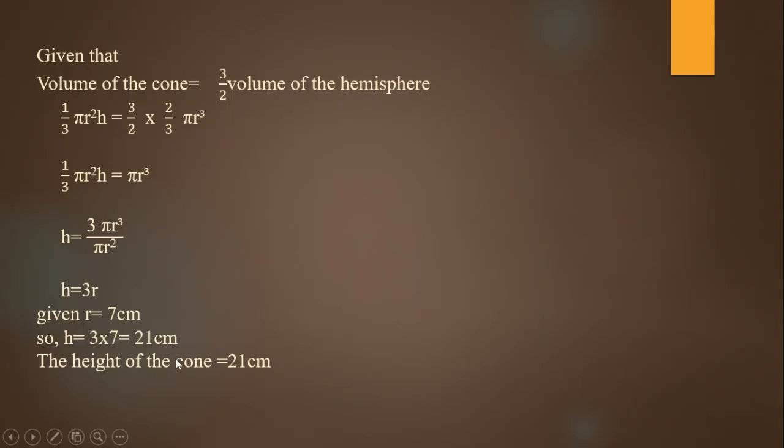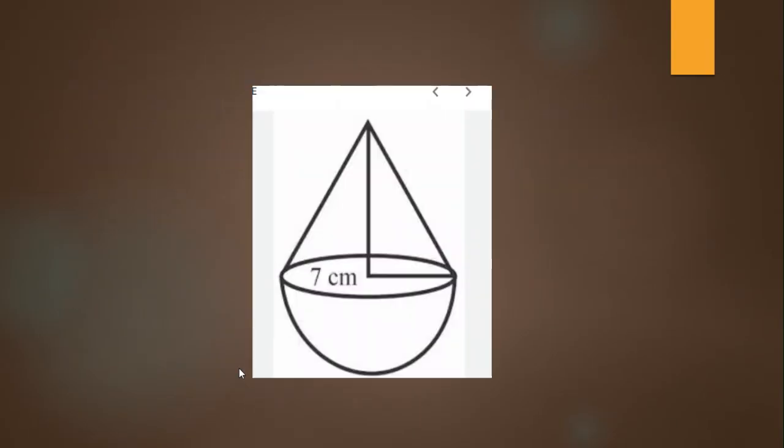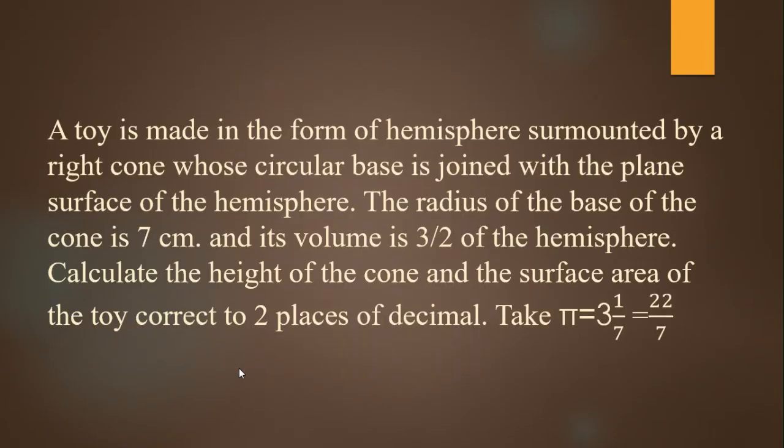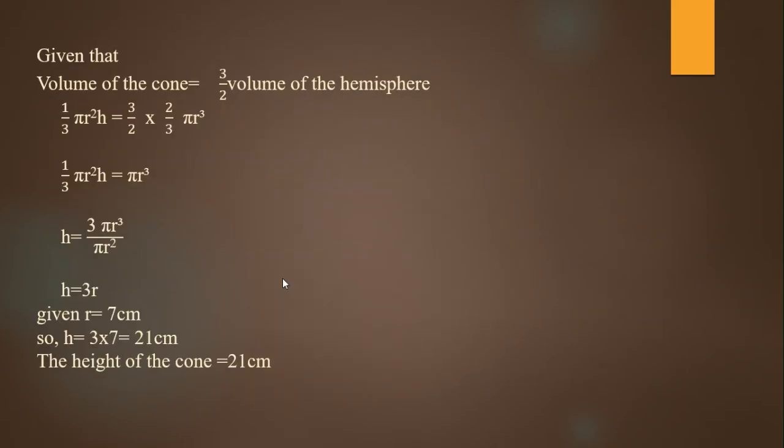Okay, so the height of the cone we calculated as 21 centimeters. The first part of the problem has been completed. In the problem they asked to calculate the height of the cone. Here we are able to find the height of the cone by taking the relation between the volume of the cone as well as the volume of the hemisphere. So what is the height of the cone? It is nothing but 21 centimeters.